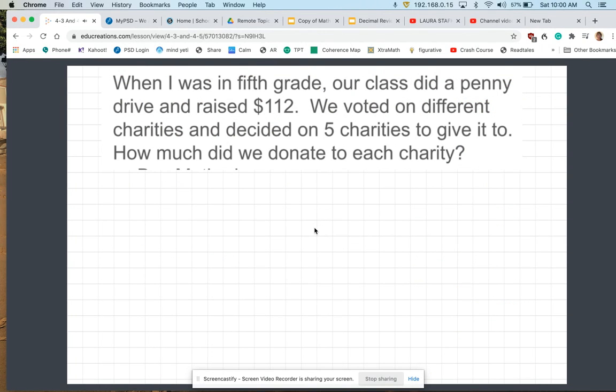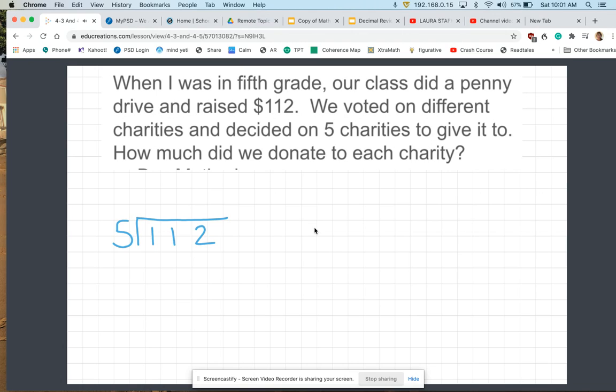All right, mathematicians, now we're going to think through this story problem. When I was in 5th grade, our class did a penny drive, and it raised $112, which is quite a lot when you consider it's a penny drive. We voted on different charities and decided on 5 charities to give the money to. How much did we donate to each charity? Go ahead, pause your video, and set up your equation. Okay, this is what I'm thinking you did. I'm going to go through and give you the long division. Then I'm going to go through and give you the box method in case you did it that way.